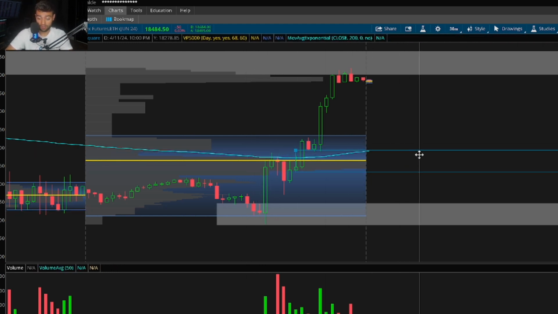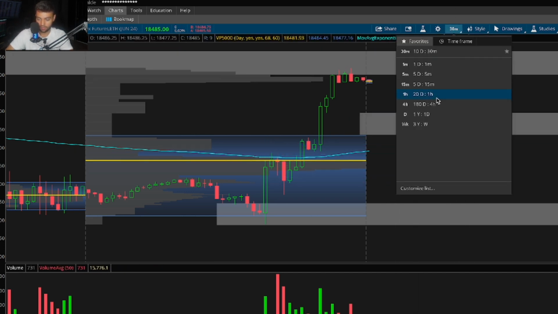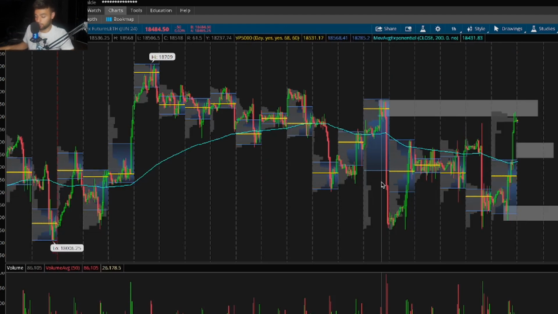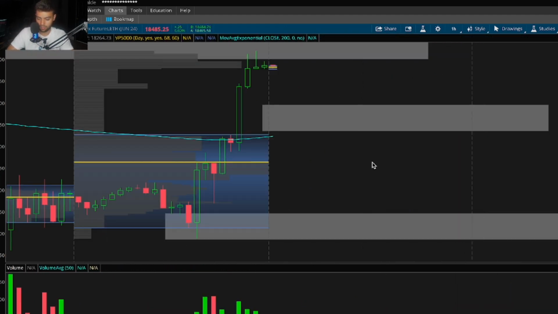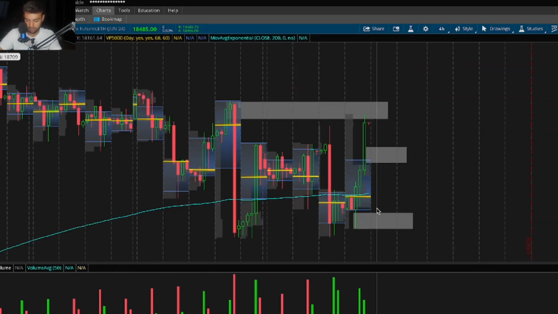But what this volume profile is going to show me is any extra zones sitting in the market. Right here, I can't really tell by looking at the 30-minute chart, but let's see if I can zoom into the 1 hour and see what's going on in between this little volume profile level. 4 hour maybe, let's see here.